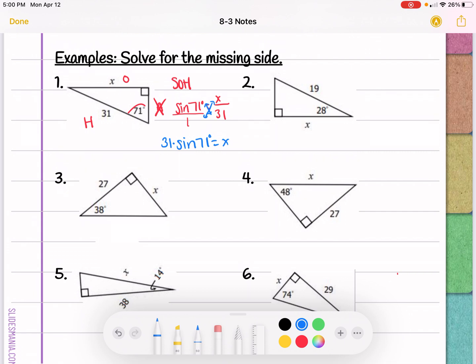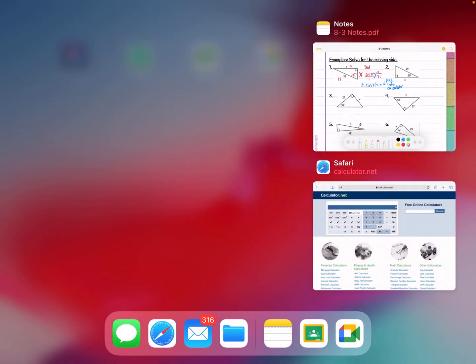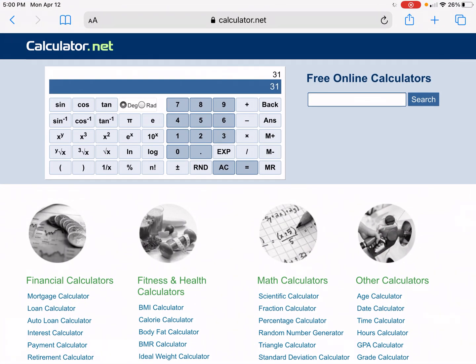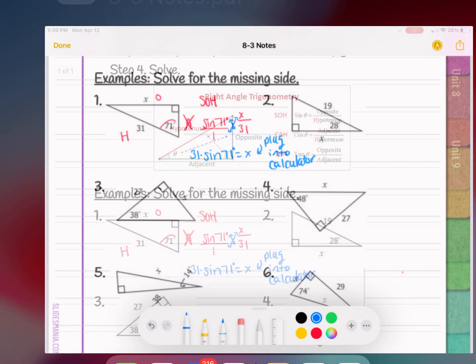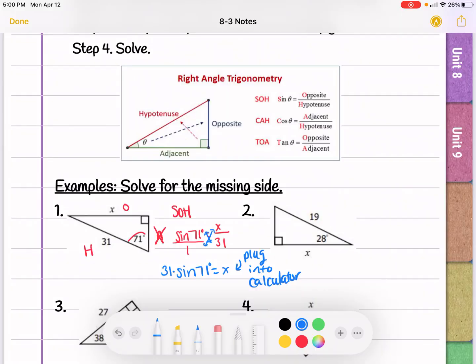So in the calculator, I'm going to go to calculator.net, just like we did last week. I'm going to plug in 31 times sine 71. And I'm going to round my answer to the nearest tenth. So here it would be 29.3. So x would equal 29.3, and that would be the length of that missing side.